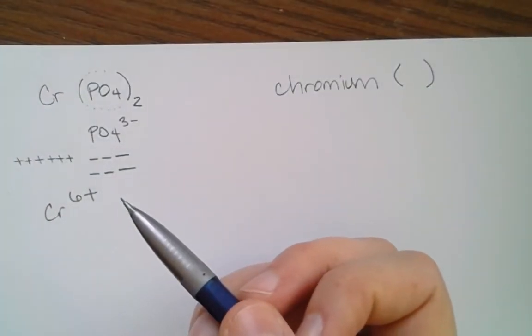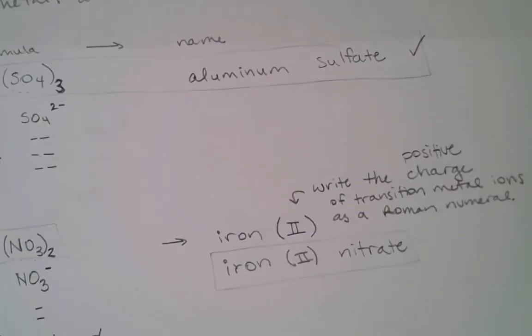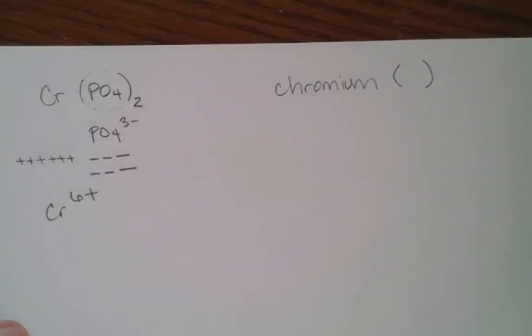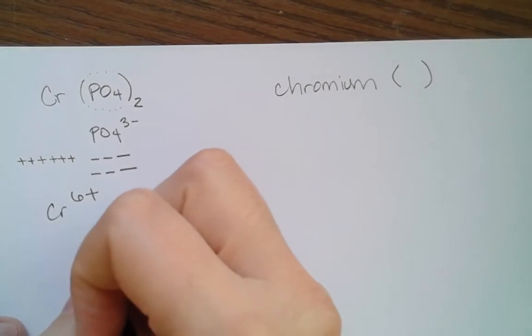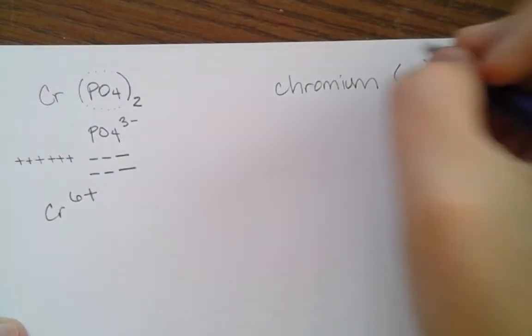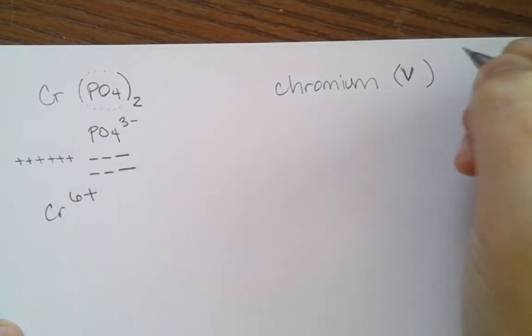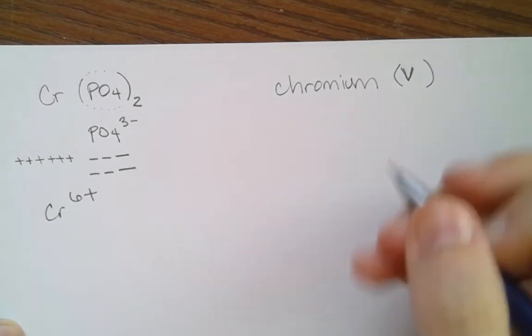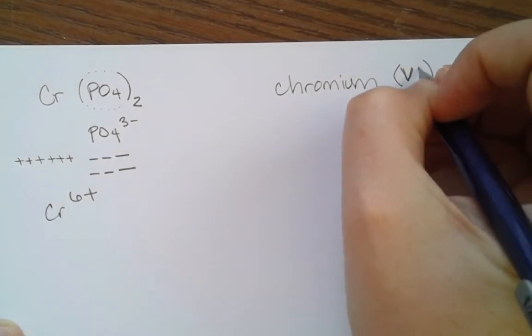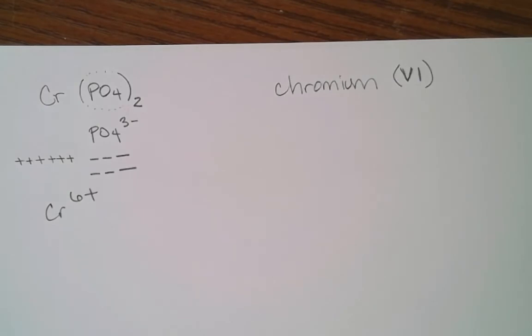And your last step, write the positive charge of the transition metal ion as a Roman numeral. So we want to write 6 as a Roman numeral. 5 is V. 1 before 5 is 4, but 1 after 5 is 6. And there you got it.